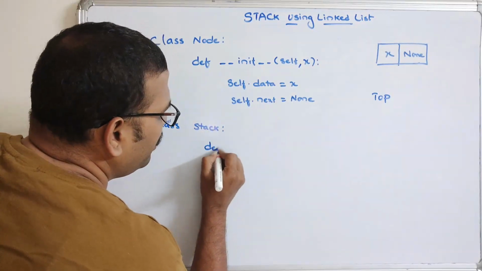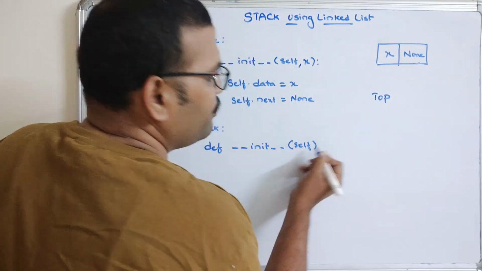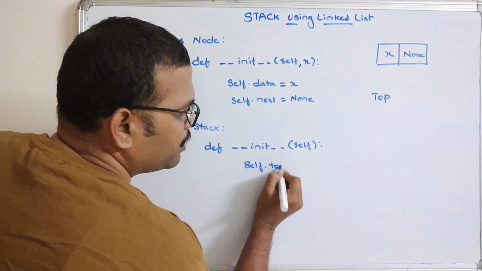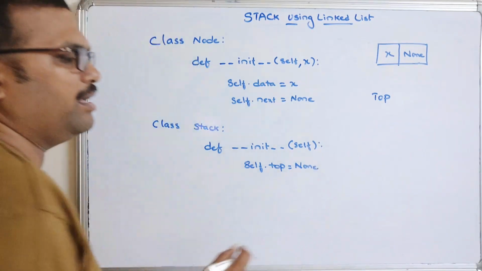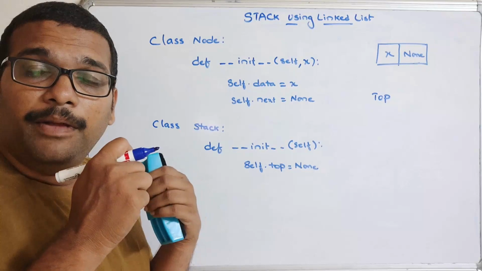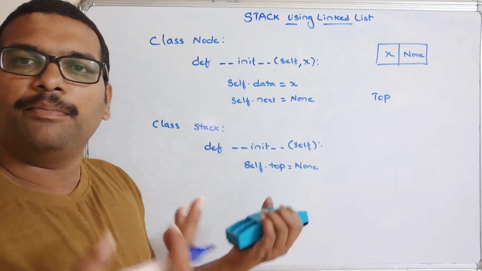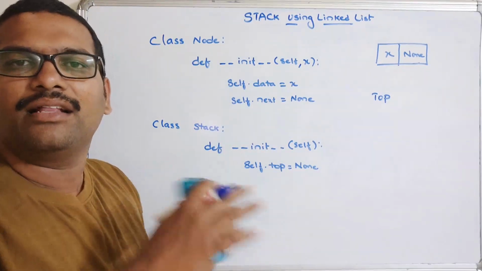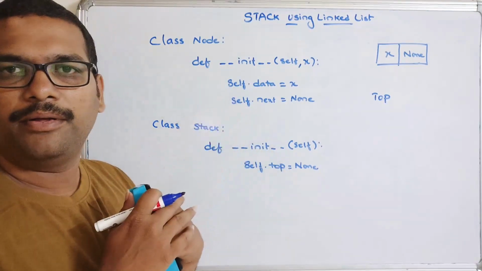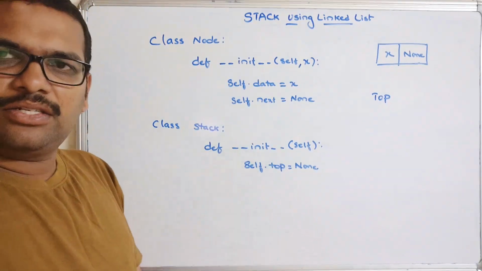So here again, we can go with the constructor, self, and here you need not go with any other values. Simply you can write self.top is equal to None. That means we are creating a top, which by default will be None. Initially there will be no nodes in our stack, so in that case self.top will be None. That means top doesn't point towards any other element. If one element is inserted into a stack, immediately we need to change the top. So this is the basic thing.